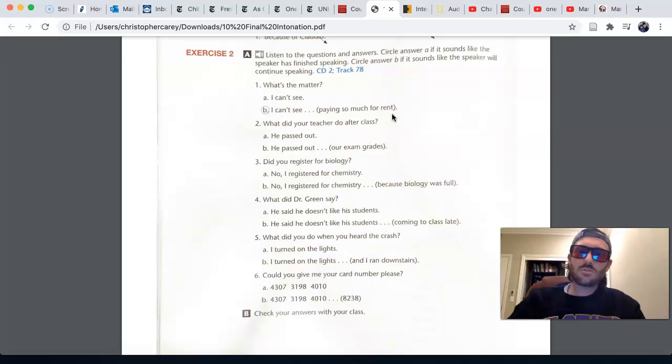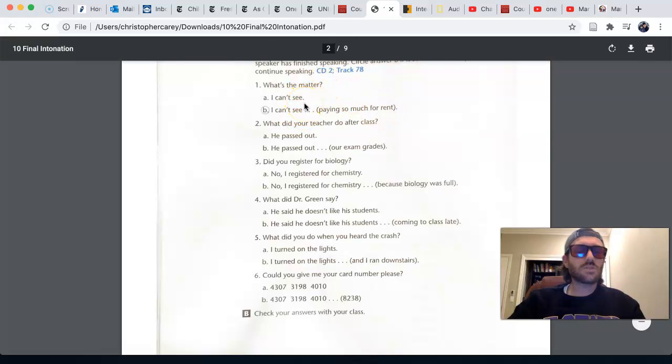There's a difference there between those two. What's the difference in terms of rising or falling intonation?